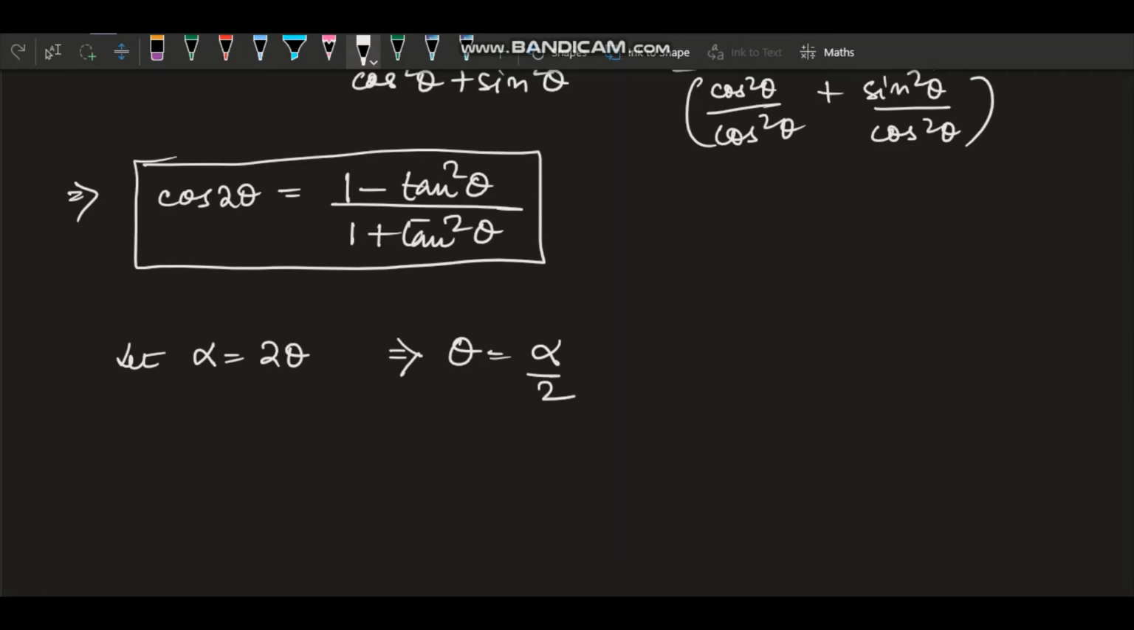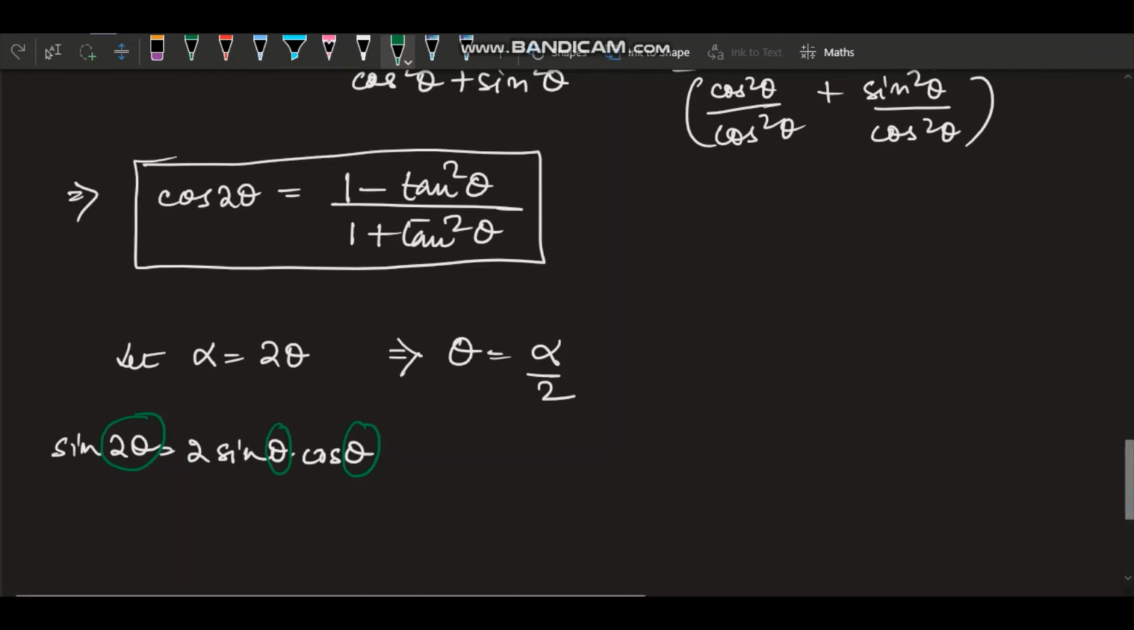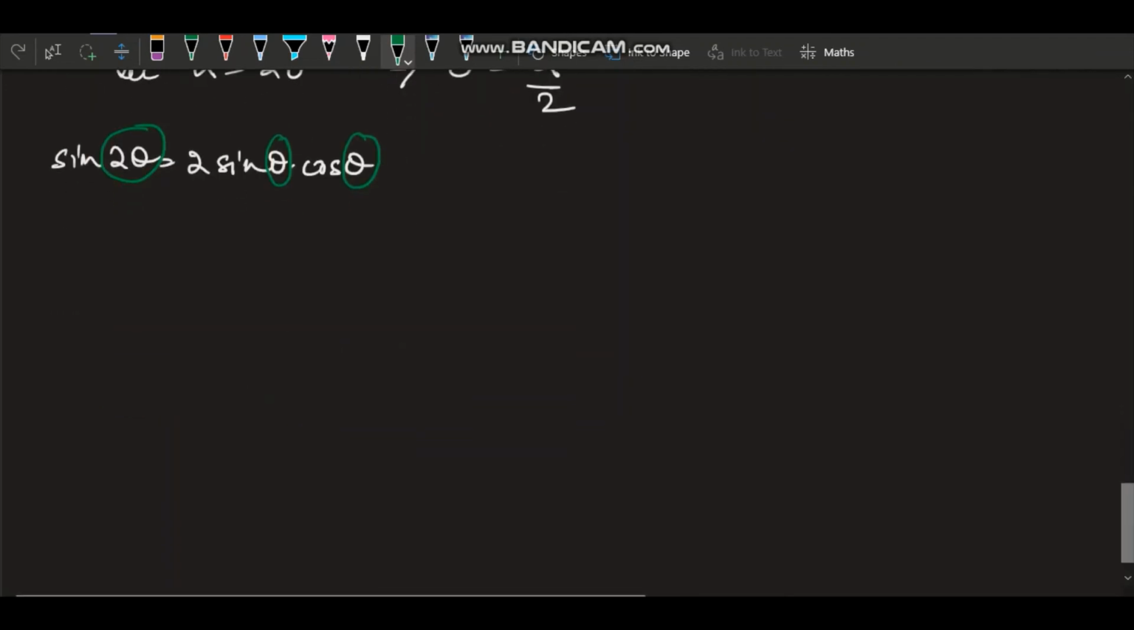So first is sine 2 theta. Sine 2 theta is 2 sine theta into cos theta, right? So in place of this 2 theta, I am going to write alpha. In place of theta, I will write alpha by 2, and in place of this theta also, I will write alpha by 2. So the first one is sine alpha. Sine alpha is 2 sine alpha by 2 into cos alpha by 2.